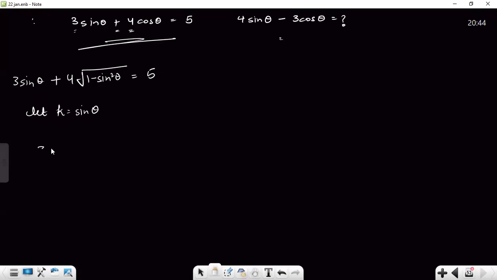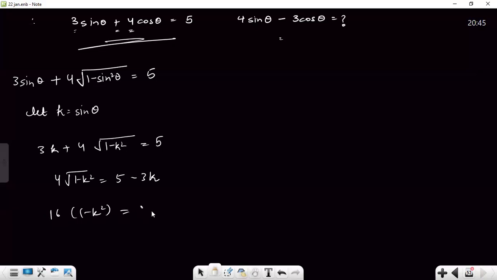Now I have a quadratic equation with me, and I'll square both sides and then solve it. 4 into square root of 1 minus k square can be written as 5 minus 3k. I'll square both of the sides. On squaring both sides, 4 square into 1 minus k square is equal to 5 minus 3k whole square, which has a minus 30k term. So I'll have to solve this quadratic equation, which will take a lot of my time.